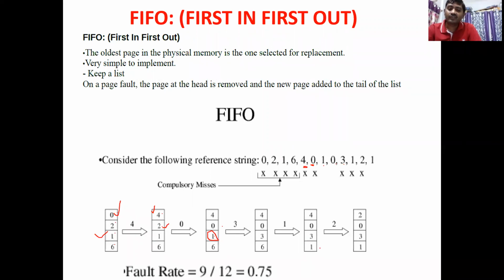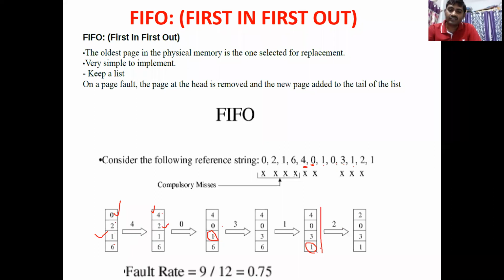And the next one, 6, is entered. The next one, 1, is removed. So 6 is removed. The next is 1, no? So for this one, 6 is removed and 1 comes in. So 4 0 3 1. Next 2 has to enter. So which one has to be removed?